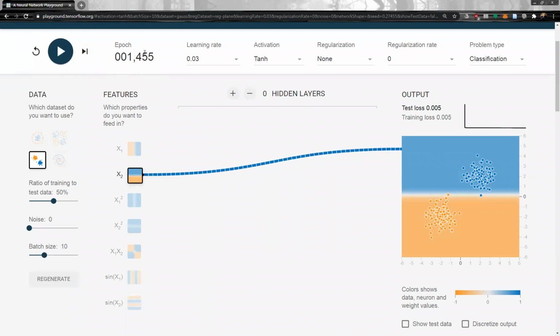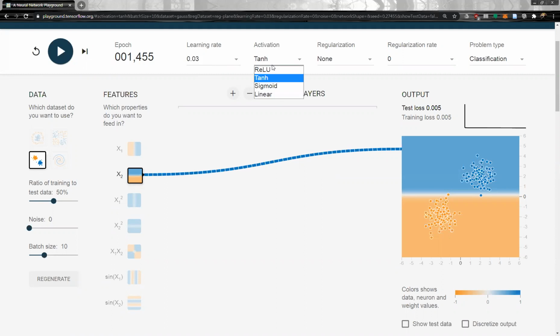Here, epoch is basically the iteration. It iterated the model 1455 times. The learning rate is how much we learn every time we iterate the process in each epoch. So it's the speed of learning. If the speed of learning is too fast, it is not fine-grained. If the learning rate is slow, and we give enough time, we will eventually learn a lot, but it will take a lot of time.